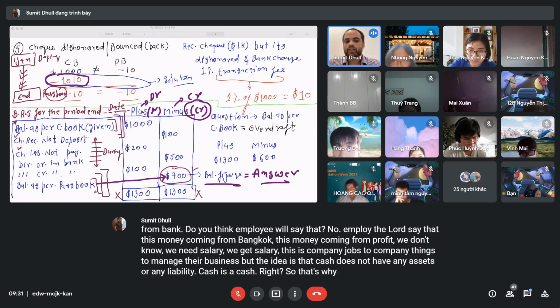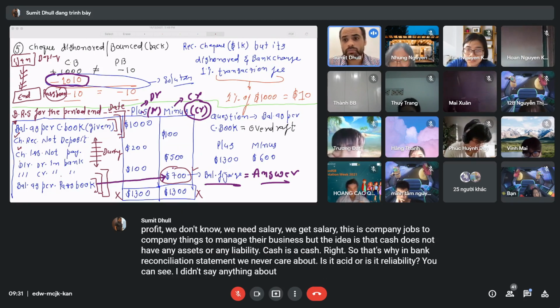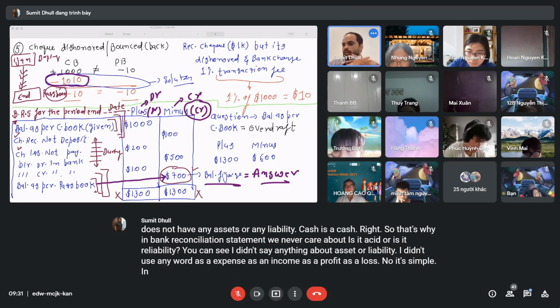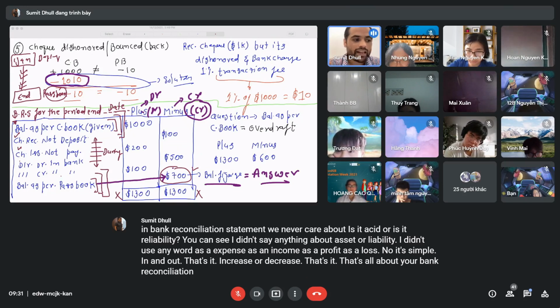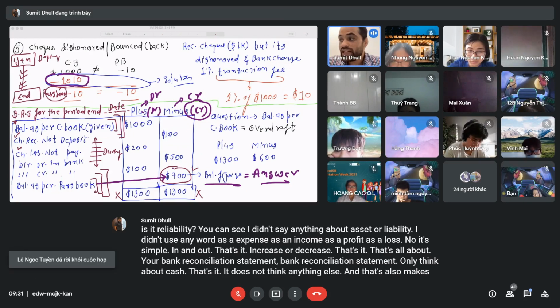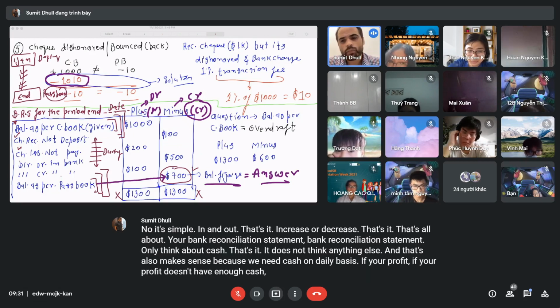So that's why in the bank reconciliation statement, we never care whether it is an asset or a liability. You can see I didn't say anything about asset or liability. I didn't use any word such as expense, income, profit, or loss. It's simply in and out, increase or decrease. That's all about your bank reconciliation statement. It only thinks about cash, and that makes sense because we need cash on a daily basis. If your profit doesn't have enough cash, then you have to borrow from the bank.